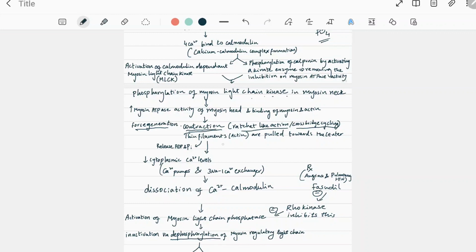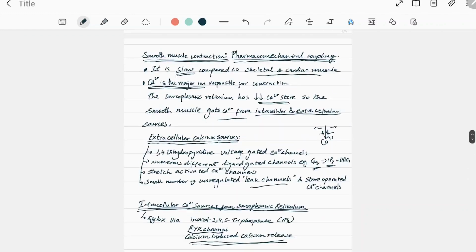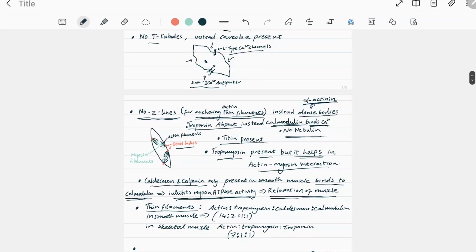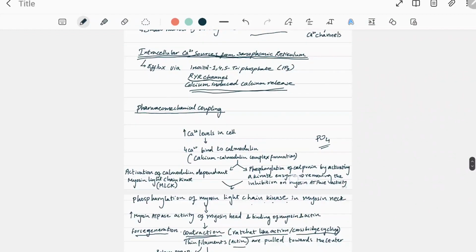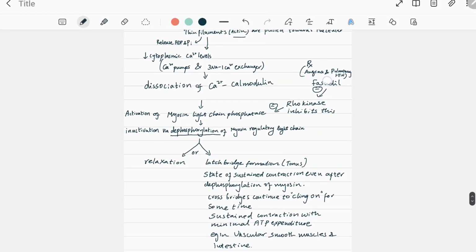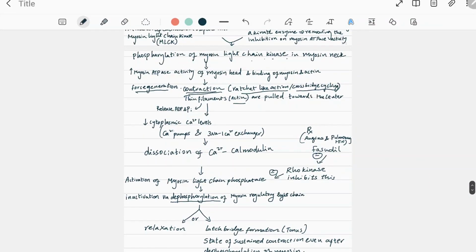So how does it work? You have your thin filaments over here, actin, which are pulled towards the center of this organization. So if we see the dense bodies over here, the black lines are the actin, and the myosin is the green stuff in the middle. So the myosin is going to pull these actins towards the center. So from here you have the release of ADP and Pi that happens during that time.